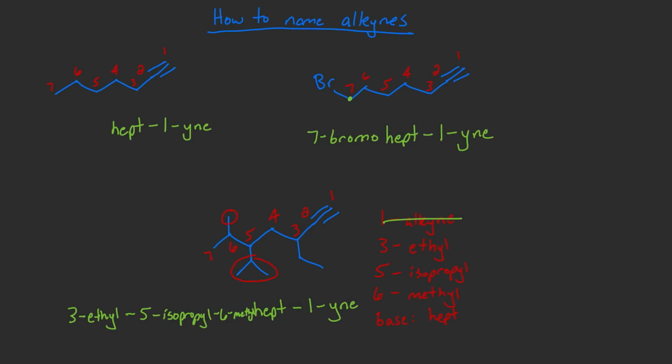Okay, so our IUPAC name for this compound would be 3-ethyl, 5-isopropyl, 6-methyl, hept-1-yne. Okay, and now I want to take a look at 2 more examples where we have both an alkyne and an alkene in our carbon chain.